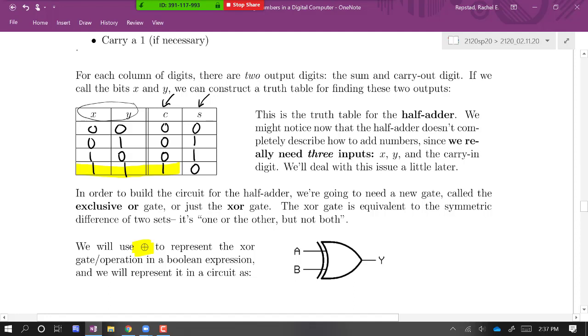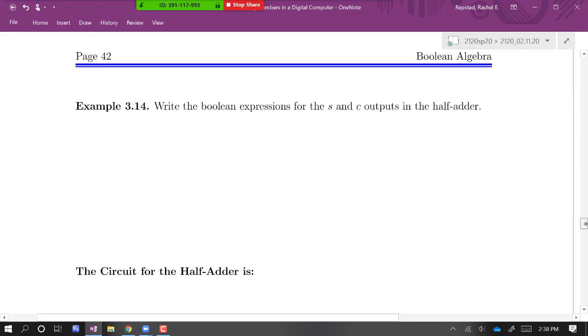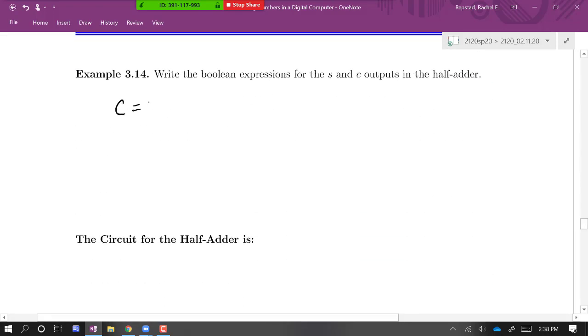They're both 1. Like x is 1 and y is 1. So the carry digit is x times y. The only way that you get a 1 is if they're both 1. And that's the AND, or the times.